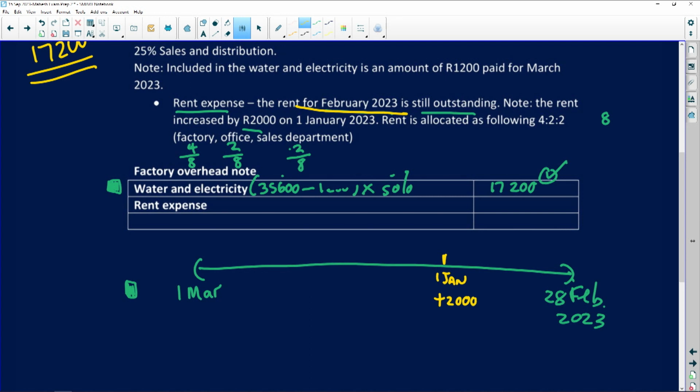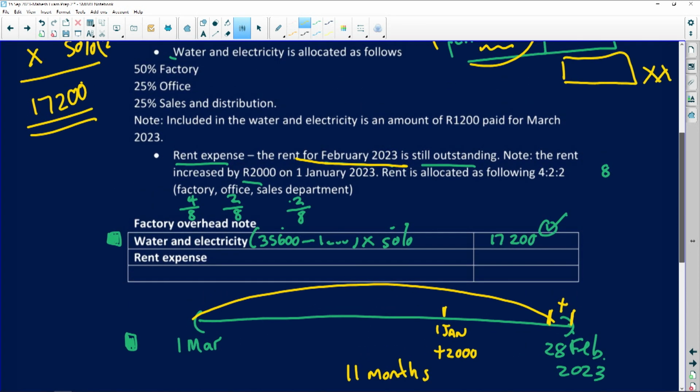So in other words, the rent hasn't been paid for February, so that is still outstanding. That needs to be included. And the rent has only been paid for this time frame, right? It's only been paid for 11 months. Okay, right. So again, take the year-end adjustment into account first.